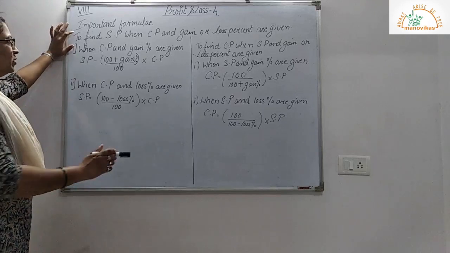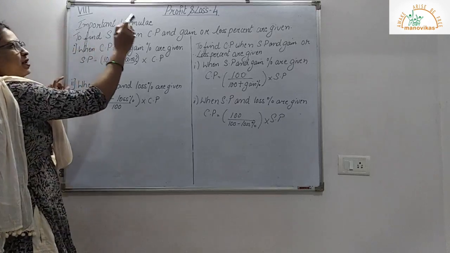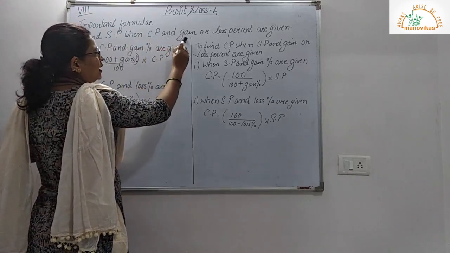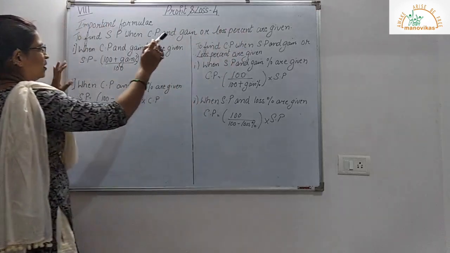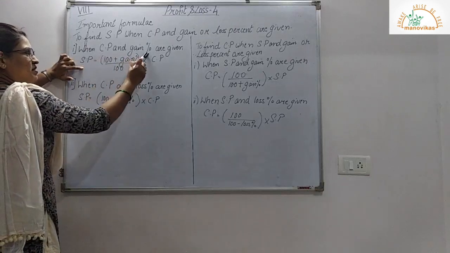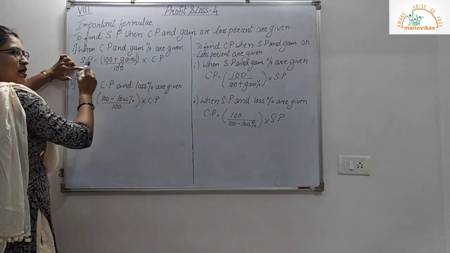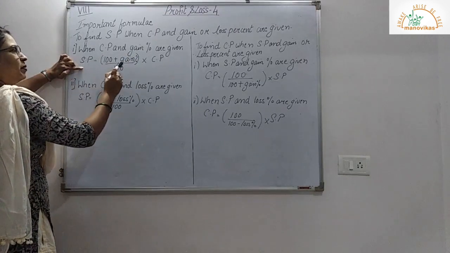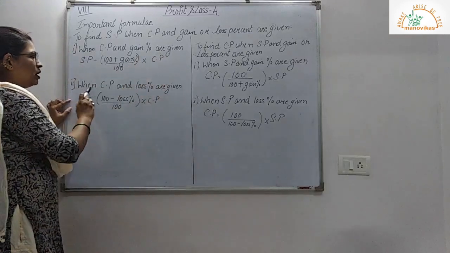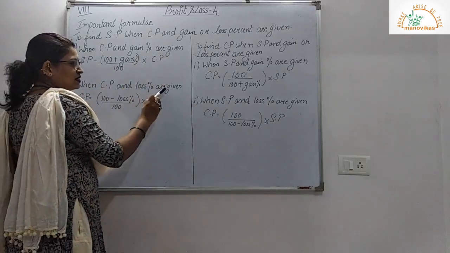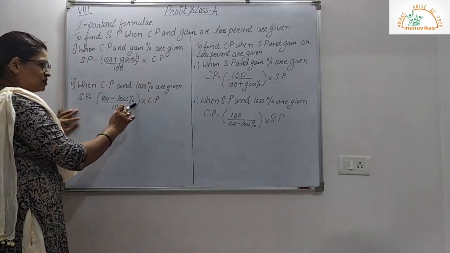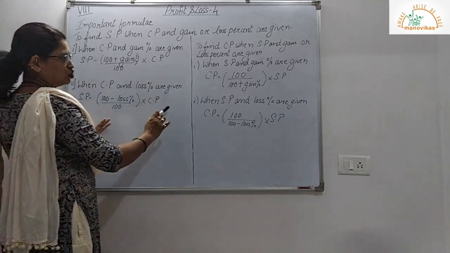Now the formula to find selling price and cost price. Selling price when cost price and gain or loss percents are given. To find selling price when cost price and gain percent is given, the formula is selling price is equal to 100 plus gain percent divided by 100 into cost price. And when cost price and loss percent are given, selling price is equal to 100 minus loss percent divided by 100 into cost price.